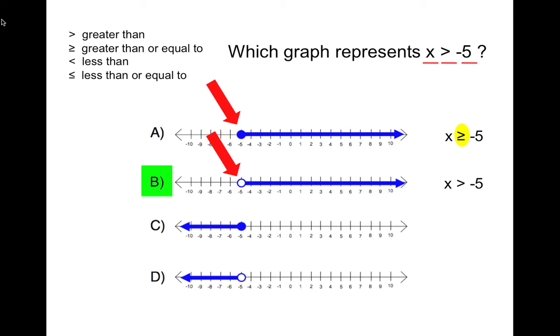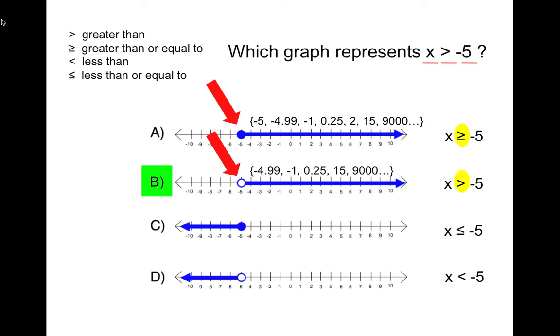If we don't fill in the endpoint, sometimes called an open circle, then we're only including numbers that are bigger than -5 in the set that make the inequality true, and not -5 itself. So some examples of numbers in set A are any number that's bigger than -5, but -5 itself is in there too. Examples of numbers that make set B true are, again, anything that's bigger than -5, but we do not include -5 itself. Choice C represented all the numbers that were less than or equal to -5, and choice D were the numbers that were only less than -5.